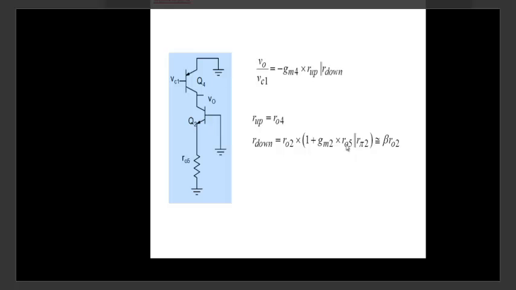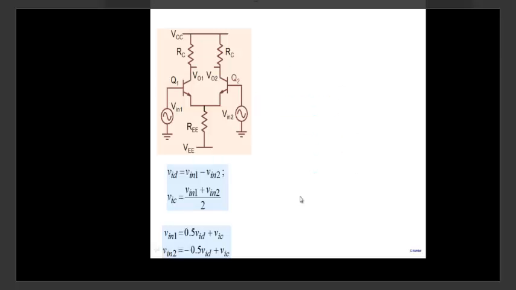So we'll throw R05 out. Gm2 R pi 2 becomes beta, and we'll throw 1 out also. We will not keep 1 in relation to beta. So this becomes beta R02. So it is beta R02 parallel R04, and we know that this is simply going to be GM4 R04. Okay? All right. So these were some of the useful results.